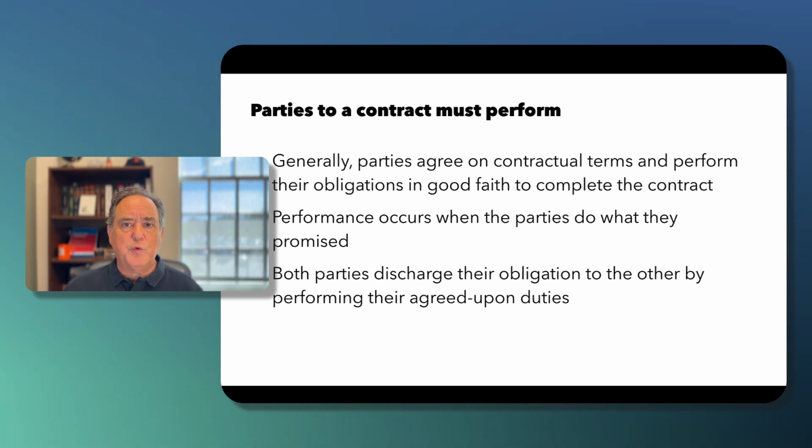So if you and I have a contract in which I am going to mow your yard in return for $50, my obligation is to mow your yard. Your obligation is to pay me $50. And when that has been accomplished, then the contract is terminated. Our obligations have been fully discharged.